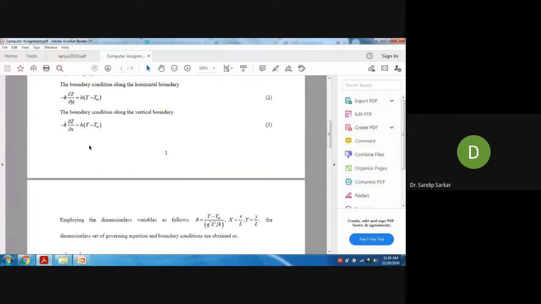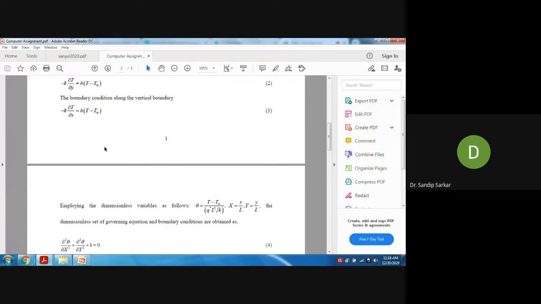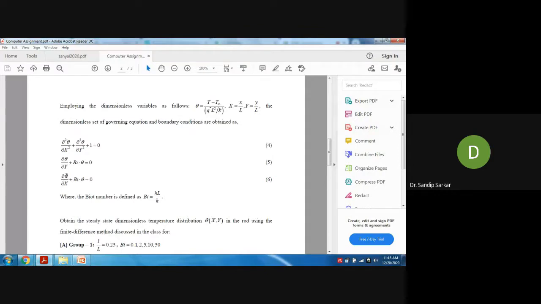Similarly, this second boundary condition, if you make this equation dimensionless, it will be del theta by del x plus Bi into theta equal to 0, where Bi is the Biot number, which is defined as hL by k, small h capital L by k. I think everybody knows what the Biot number is.